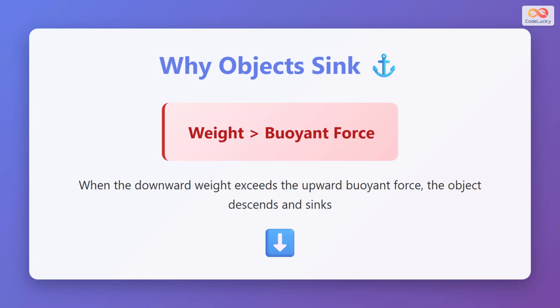On the other hand, an object sinks when its weight is greater than the buoyant force. When the downward gravitational pull is stronger than the upward push from the fluid, the object descends to the bottom. This is why a rock sinks in water. Its weight is much greater than the buoyant force acting on it.